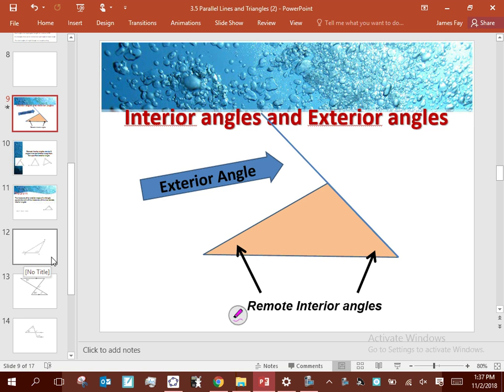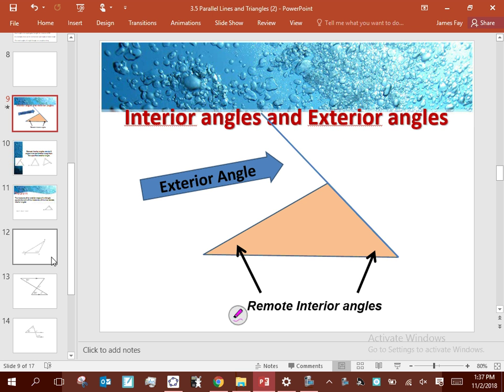Talk about the next theorem of this section. But before we can address that, the theorem is written using some terminology that we don't know yet. So we're going to talk about that terminology. What are we talking about? Interior angles and exterior angles.